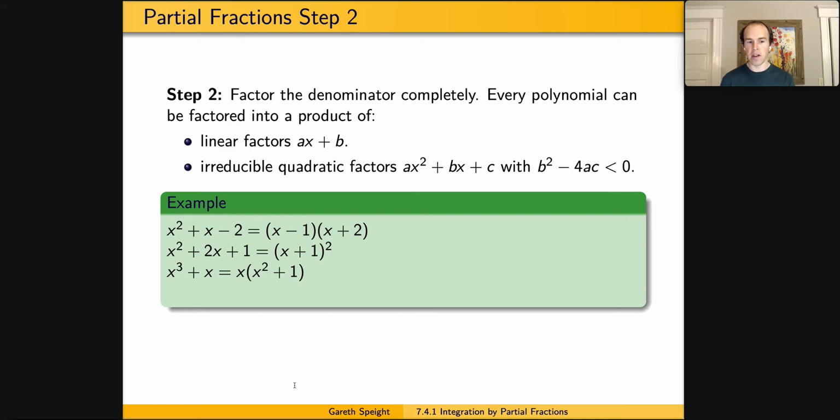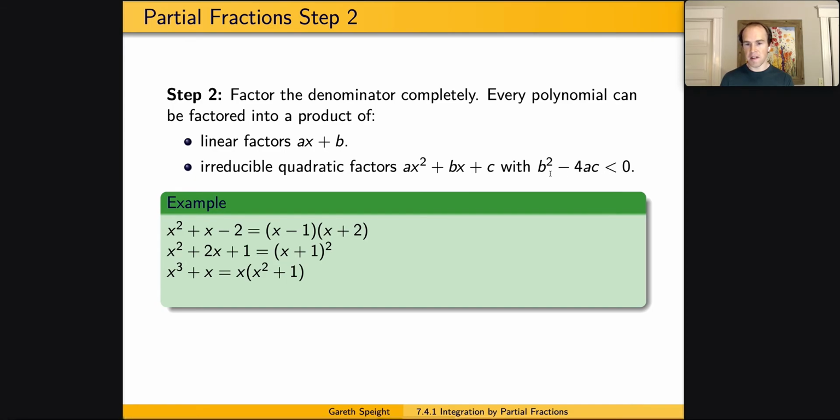Then another example, we could look at x cubed plus x. You can see straight away you can pull out the x. That's x times x squared plus 1. And now the x squared plus 1 is irreducible. We can't factor it anymore. If we want to check that it's irreducible, let's think what the a, the b and the c are if we compare it to ax squared plus bx plus c. Here a would be 1, b would be 0, c would be 1.